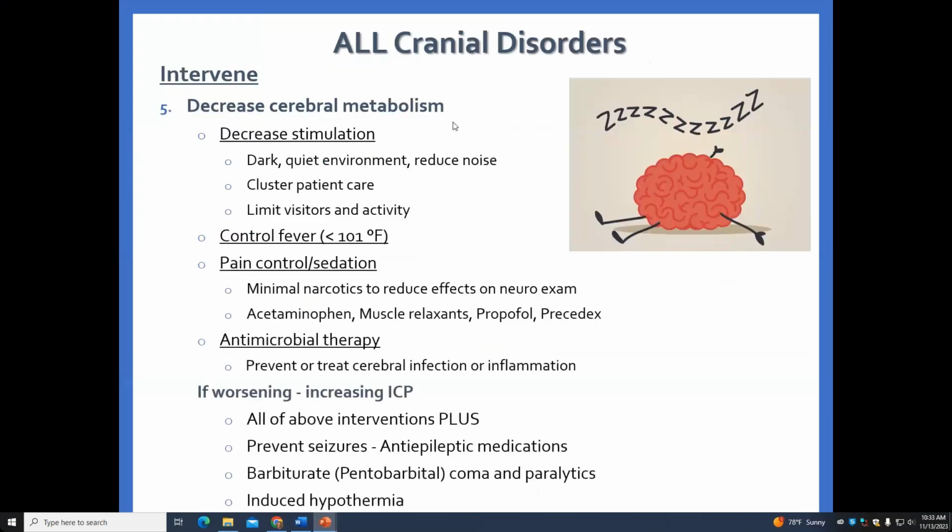But we already talked about this. Dark, quiet environment, cluster patient care, limited visitors and activities. But we're going to also throw some of these things in because we need them for orders. They're ordered interventions. Controlling the fever. Why do we want to keep a fever under control? What is a fever going to do? It's going to just increase the brain's work because it's now got to regulate. When you have an infection, the brain is trying to see the depth of the infection and it gives you a fever.